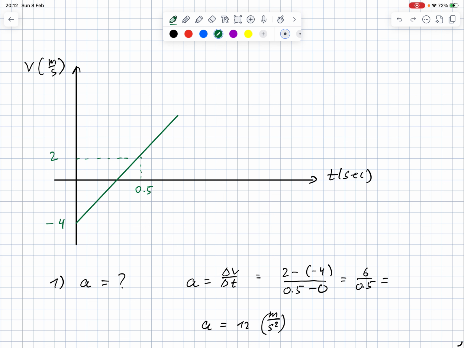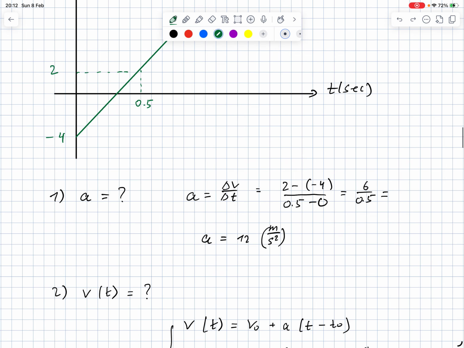Okay, to calculate acceleration in part 1, we're going to use this formula or expression for constant acceleration. The final point is 2 meters per second when the time equals 0.5 seconds, minus the negative velocity at time of 0 seconds, as you can see here. And finally, we can see that acceleration is positive because the slope also is positive. And we have this value, 12 meters per second squared.